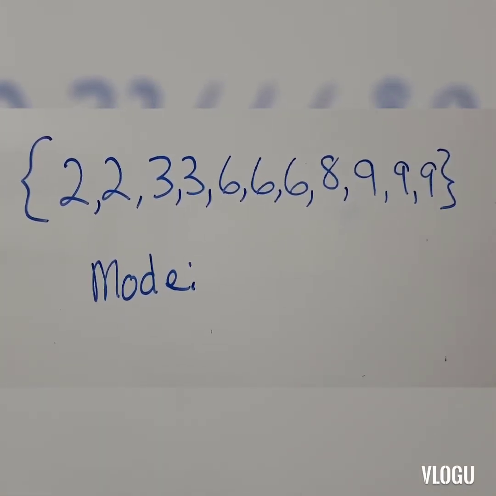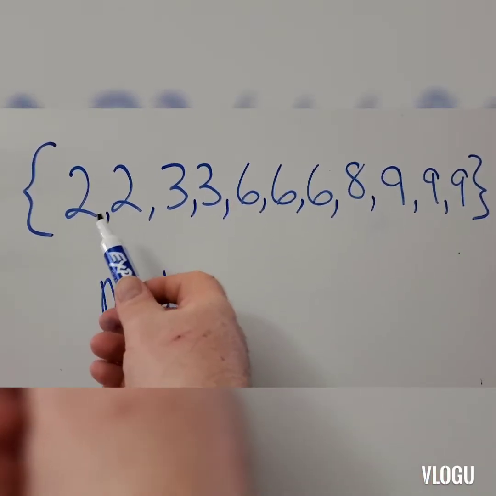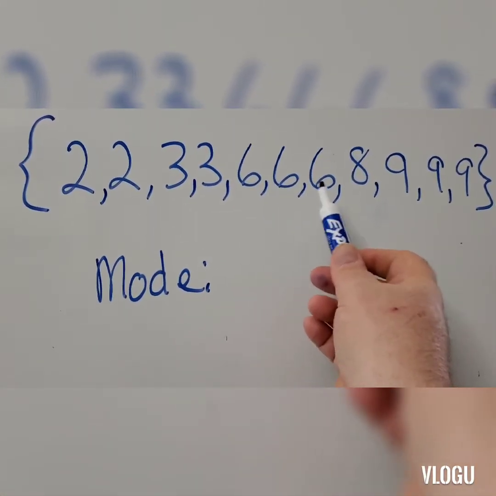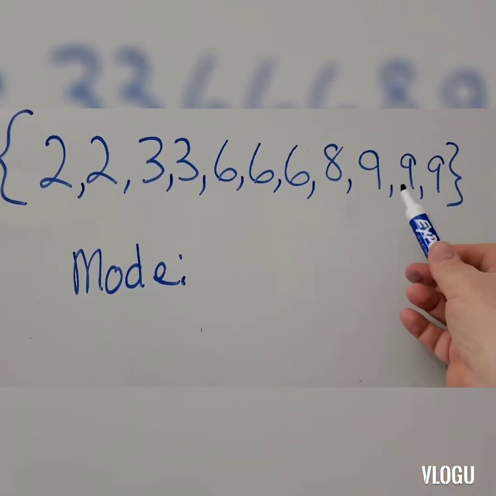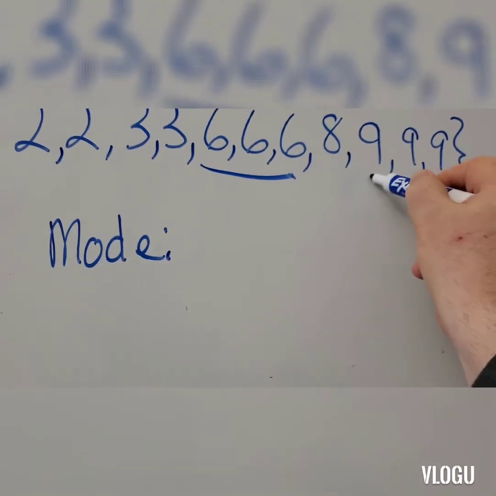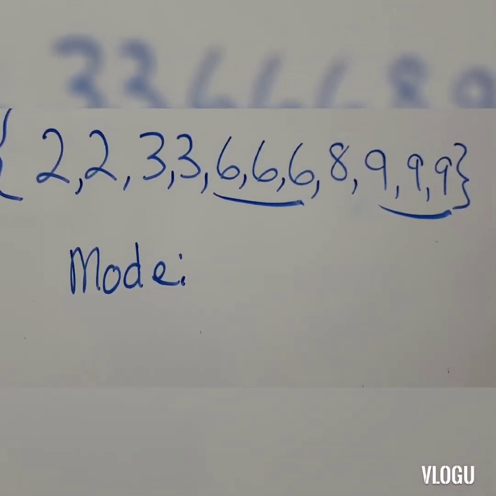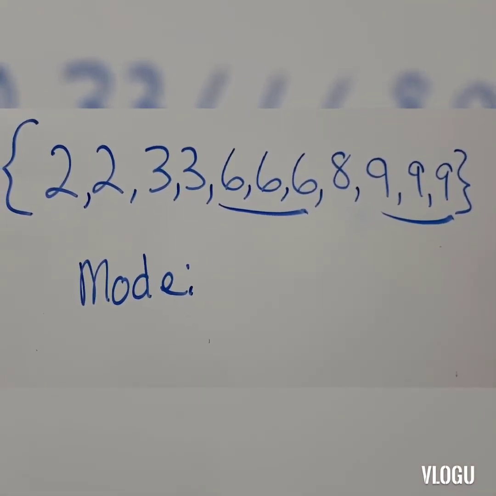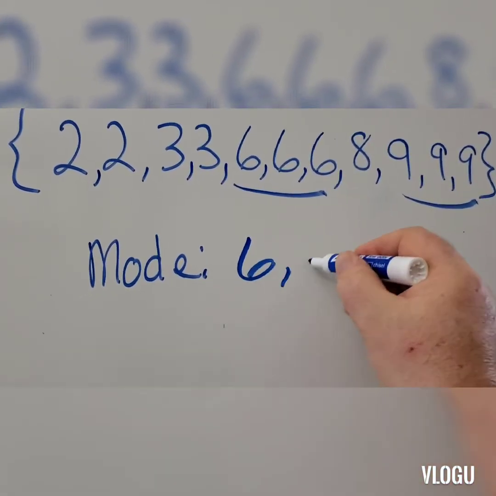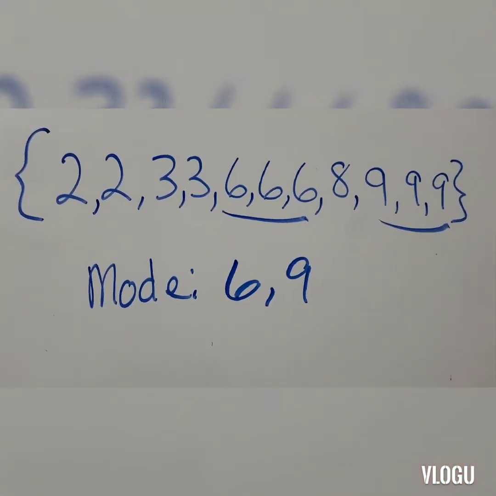In this number set, I see that 2s repeat, 3s repeat, 6s repeat, and 9s repeat. But the 6s and the 9s repeat the most. We see those the most, so the mode is 6 and 9.